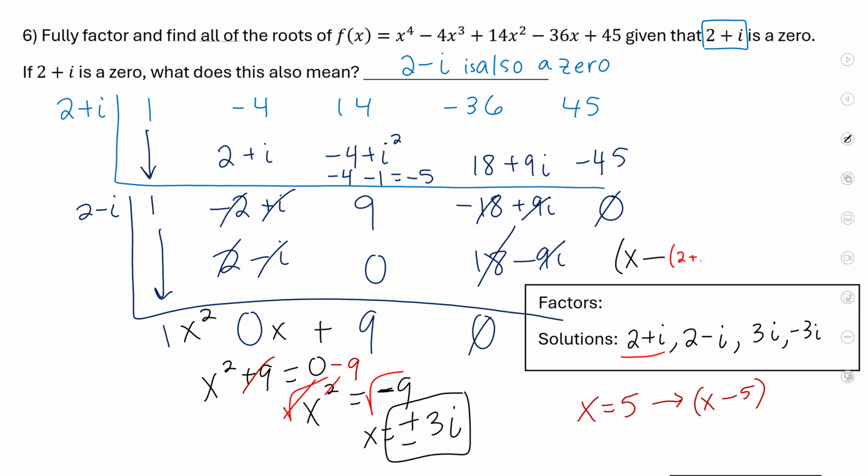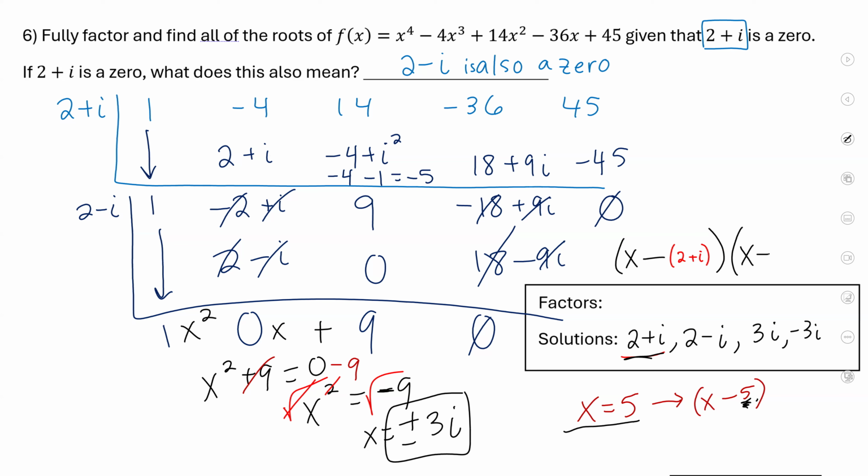2 plus i. Did you guys see what I did there? Okay, we're just going backwards. So if your solution was x equals 5, you just put x minus, and then you put your solution there. Same thing here: x minus, and you just put your solution in there. So that's one of your factors. Let's do the next one.